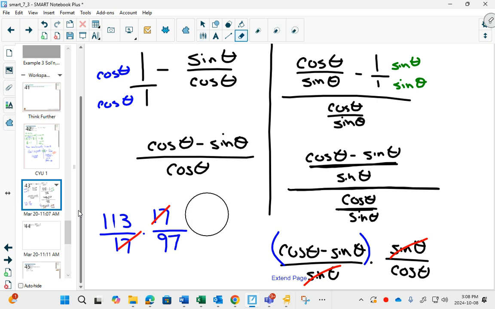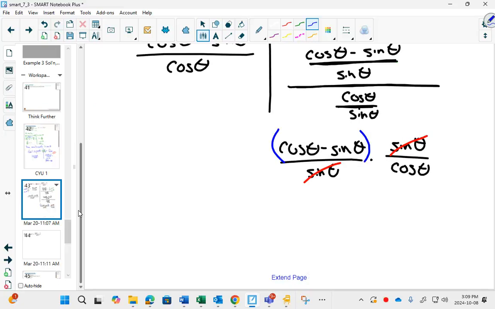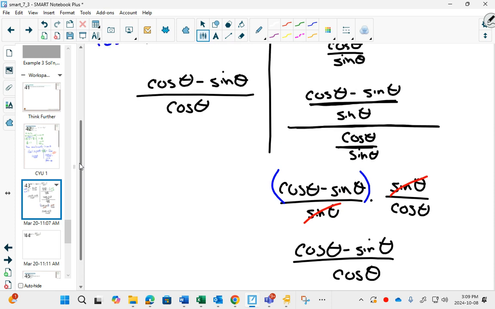The same thing happens in our fractions here. Don't distribute this yet. Look, if you have identical factors and you're multiplying, you can simplify. Then, what am I left with? I'm left with cos theta minus sine theta in my numerator, all over cos theta. Is it the same? Yeah.